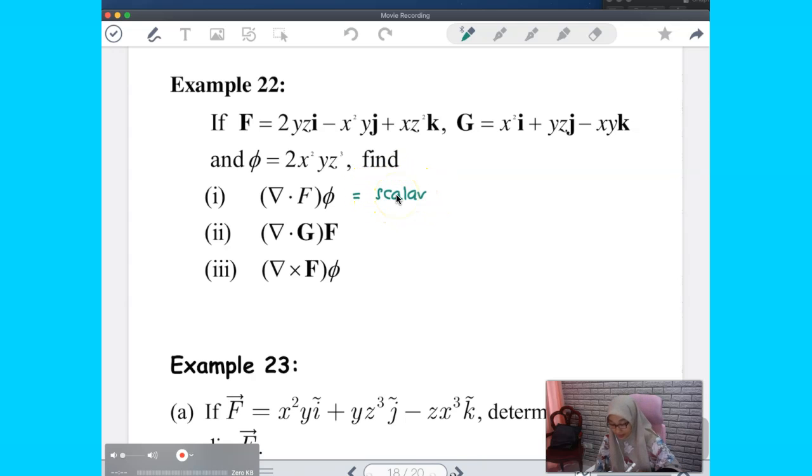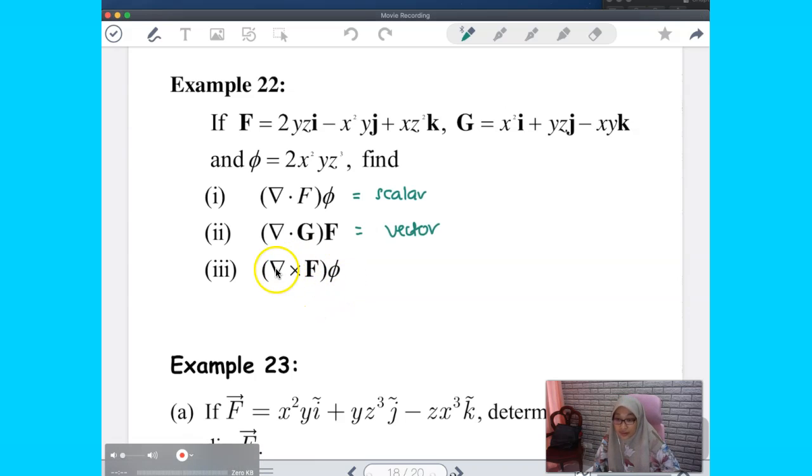And similarly, for the second one, the divergence will give you an expression, I mean a scalar, multiplied by the vector. This is mathematically correct, because when there is a multiplication between a scalar and a vector, that is okay, but for vector and vector you must have either dot or cross. So the answer there should be a vector.